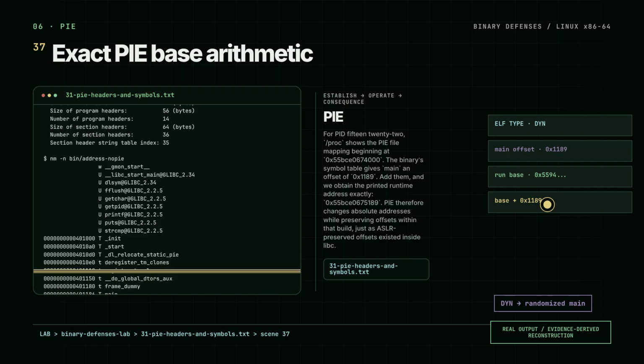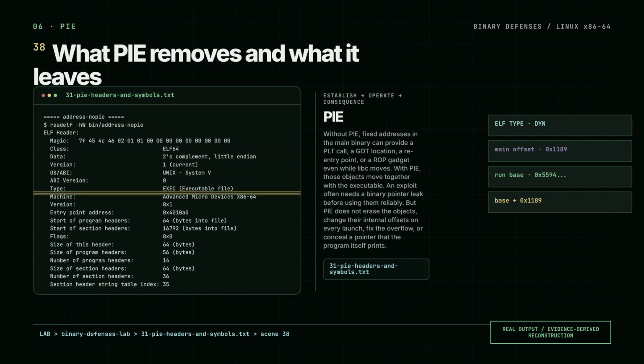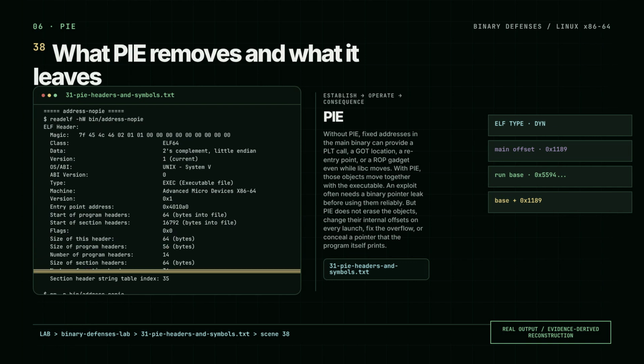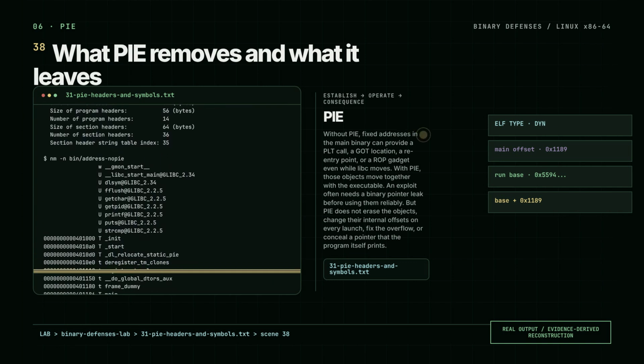Just as randomization preserves offsets inside the C library, without PIE, fixed addresses in the main binary can provide a PLT call, a GOT location, a re-entry point, or a ROP gadget even while libc moves. With PIE, those objects move together with the executable. An exploit often needs a binary pointer leak before using them reliably, but PIE does not erase the objects, change the internal offsets on every launch, fix the overflow, or conceal a pointer that the program itself prints.